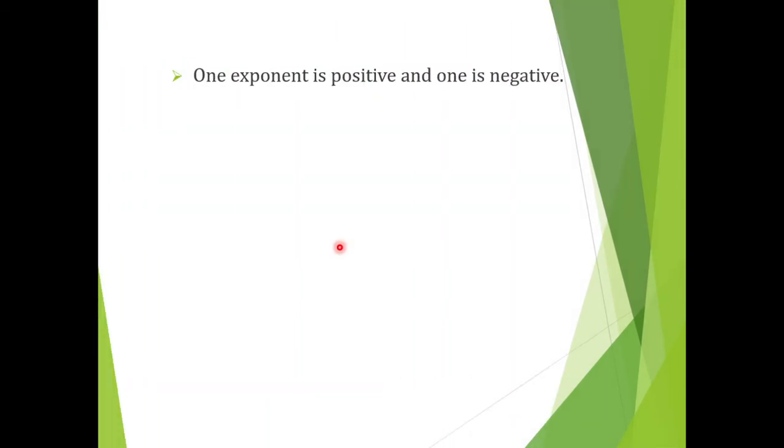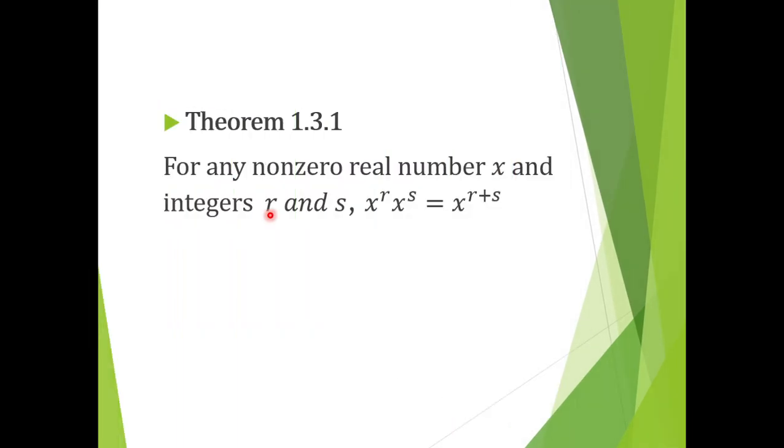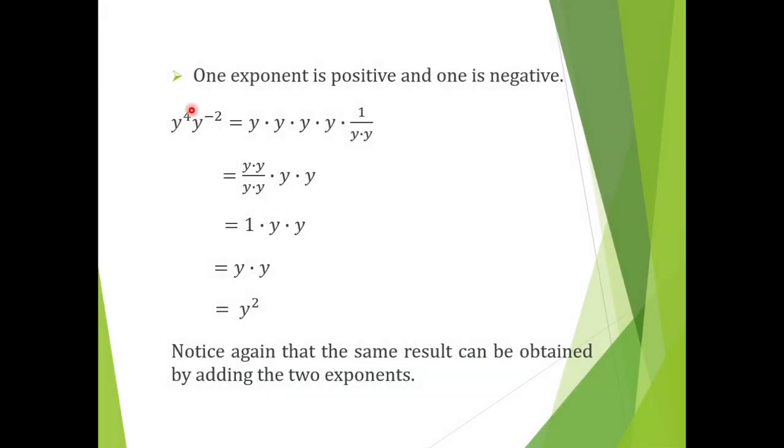Next, one exponent is positive, the other one is negative. When this happens, the easiest thing to do is subtract the two exponents, since they have the same base. So 4 minus 2 is y squared. I showed in the illustration how this is done. Sometimes you might get confused, but the easiest way is to subtract right away: 4 minus 2. Notice again that the same result can be obtained by adding the two exponents.